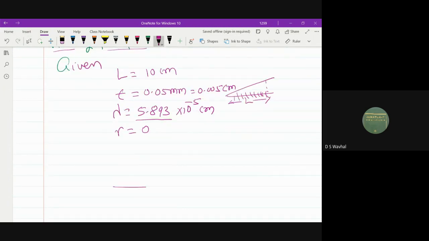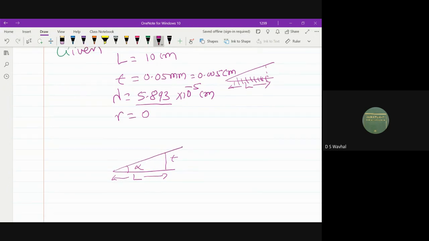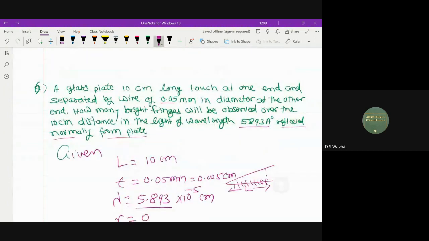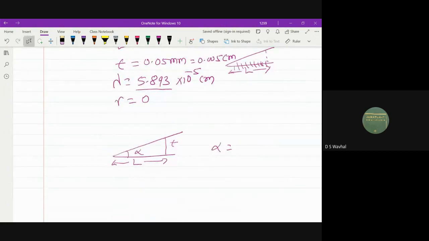So as I said, if this is the wedge-shaped air film, and this is the thickness, this is the length, and this is the wedge angle, then we know that alpha is equal to... what is it? Wire. The diameter is given. So instead of saying t, I will say the diameter, because there is a wire given and a wire has a diameter, not a thickness. So alpha is equal to d by L. This is my first equation.